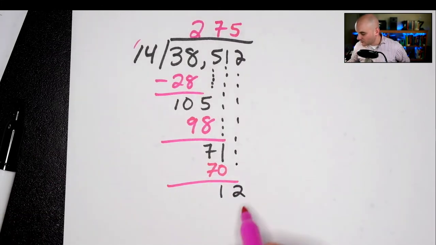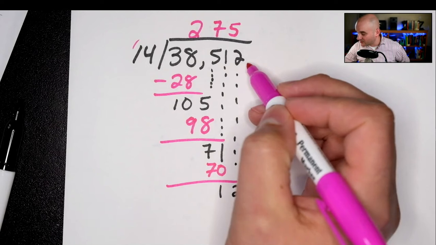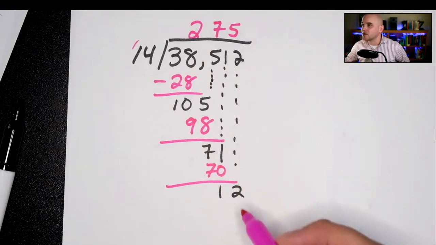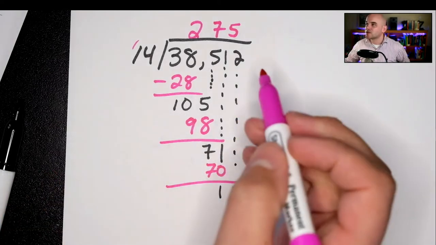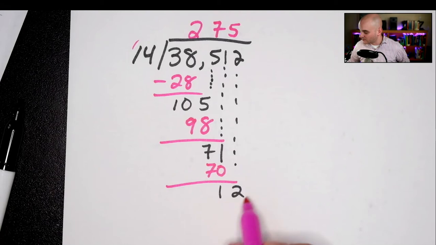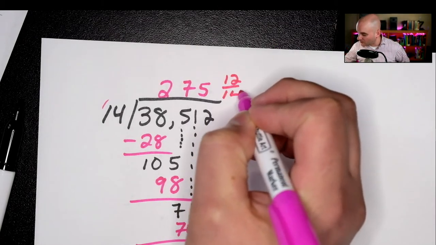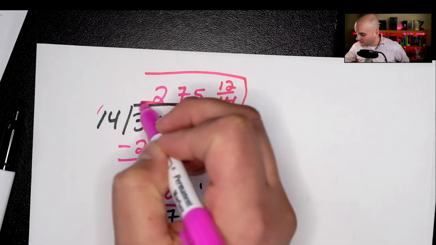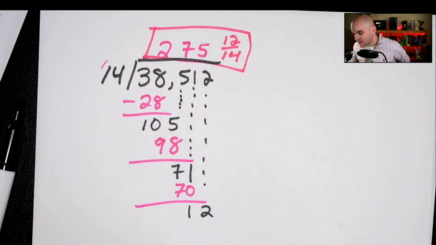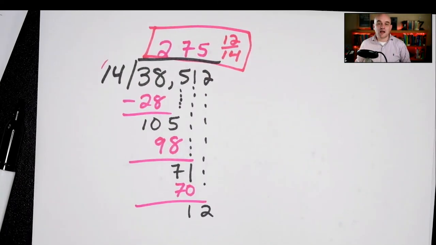And there's a couple ways we can go about this. Sometimes you might have learned to put a decimal point there and add a 0. That's if we want a decimal. But since we're out, I'm going to stop right here and say 12 is my remainder, and 12 is still being divided by 14. So I write it as a fraction, and right there is my answer. Okay, so that recaps the process that we have to do when we divide out numbers.